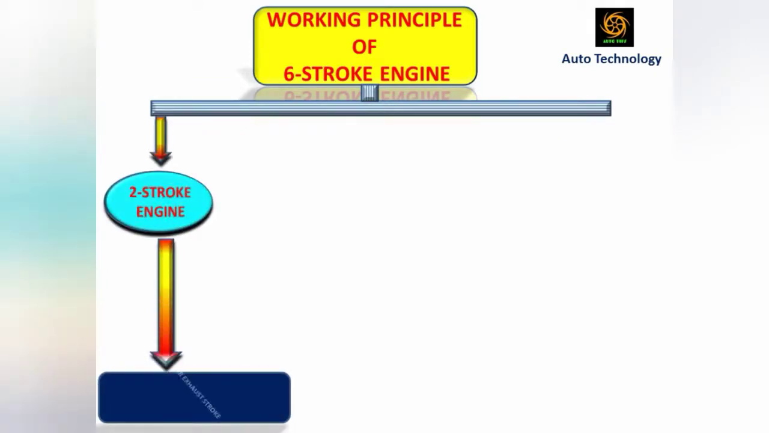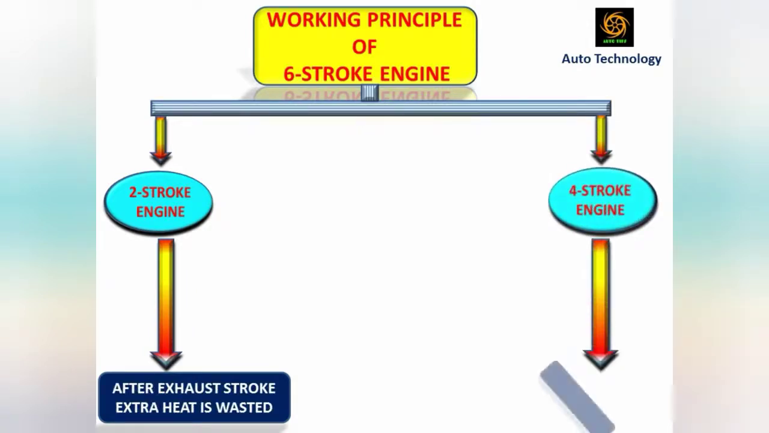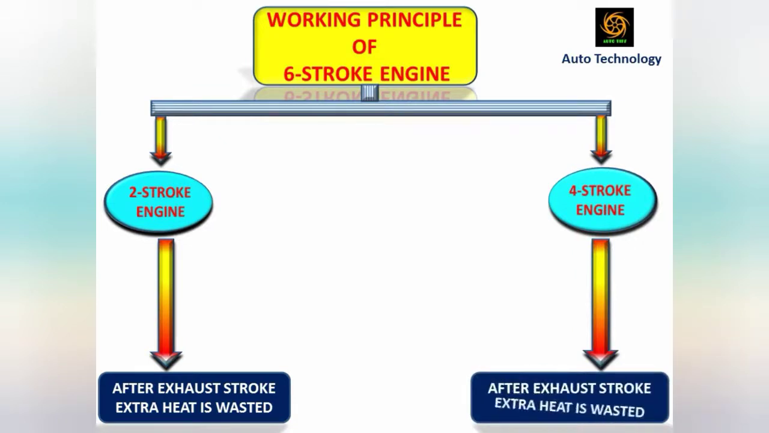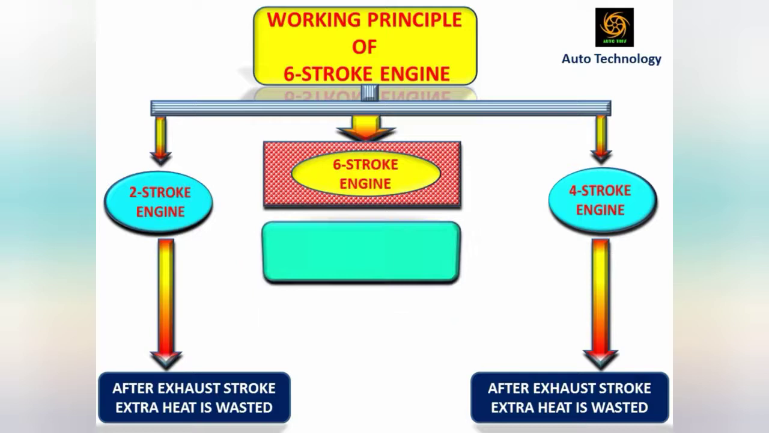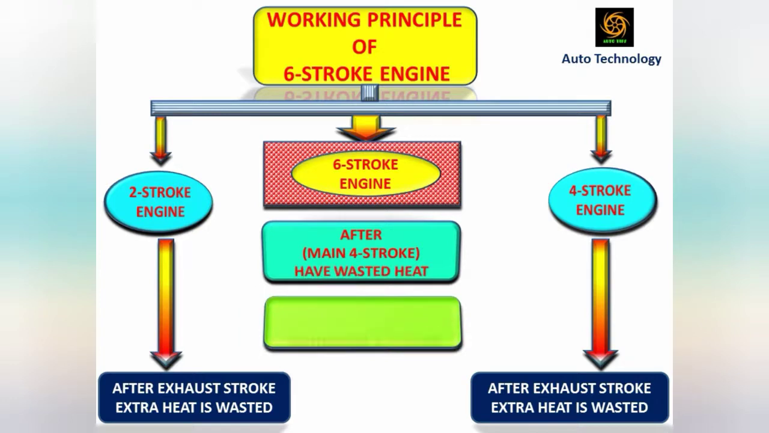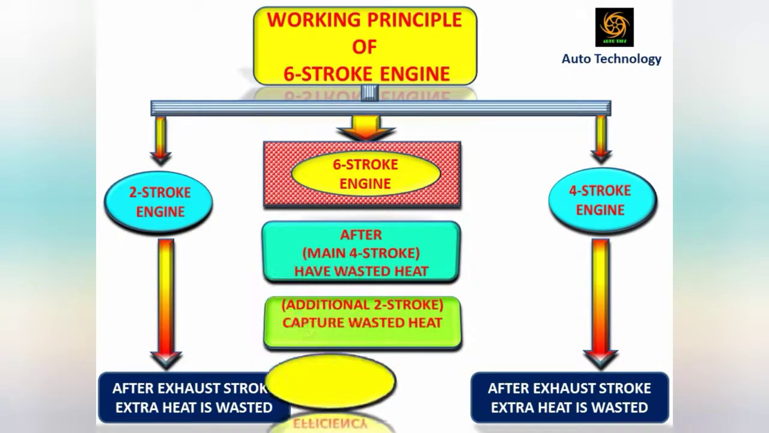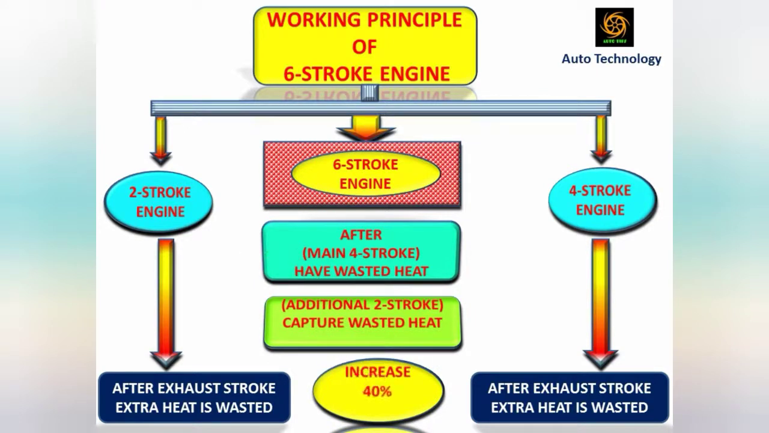Working principle of the 6-stroke engine. We know in a 2-stroke engine, after the exhaust stroke, extra heat is wasted, as well as in a 4-stroke engine after the exhaust stroke. But in the 6-stroke engine, after the main 4 strokes there is wasted heat, but in the additional 2 strokes this wasted heat is captured. So the 6-stroke engine efficiency increases by around 40%. The 6-stroke engine size is increased due to additional components.